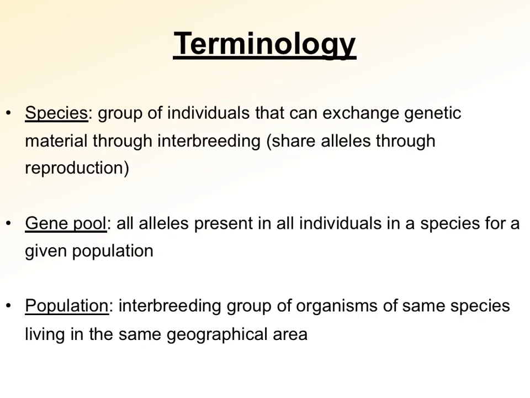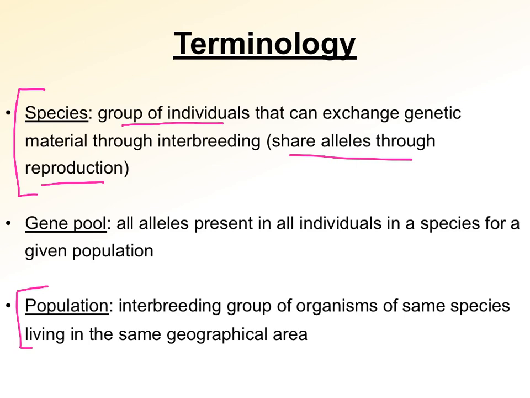Now, some terms that we need to become familiar with, and we're going to look at these in more detail later on. But for now, I just want you to be aware. A species, and we'll talk about this in more detail coming up, is basically individuals that are able to share genetic material through interbreeding. Right? So they're going to share alleles due to reproduction. We're actually going to go into this in much more depth in the next PowerPoint, but this is just a beginning point. And then you want to think about, well, what does a population mean?